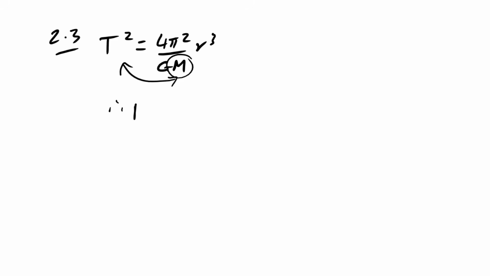2.3, we're being asked to find the mass of Uranus. Okay, so we have our equation from before. T squared is equal to 4 pi squared over GM times r cubed. We're looking for M. So what we're going to do is swap around T squared and M. Therefore, M is equal to 4 pi squared r cubed over G T squared.